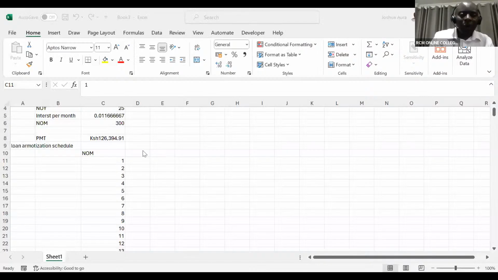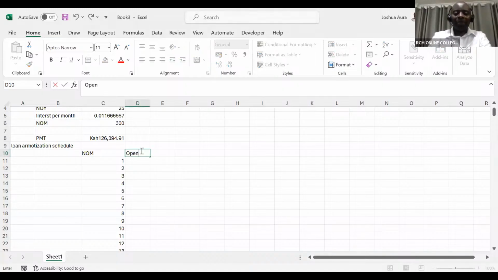So then I've been able, ladies and gentlemen, to show you how to get this. So then what I'll do, I'll come here to this other column. I write opening balance. And then, ladies and gentlemen, I'll be able to create a column for interest. After interest, I'll create a column for PMT. After PMT, a column for closing balance.